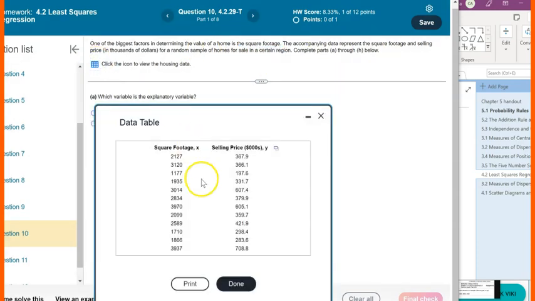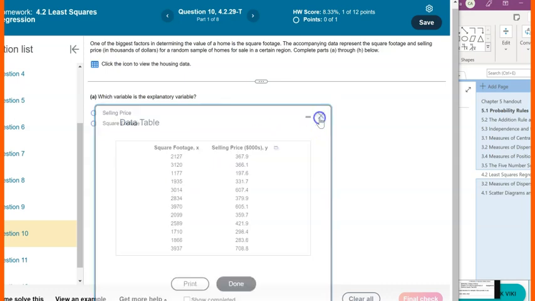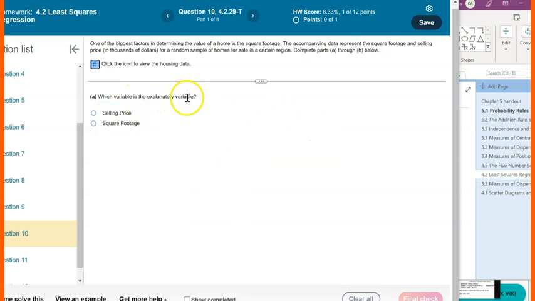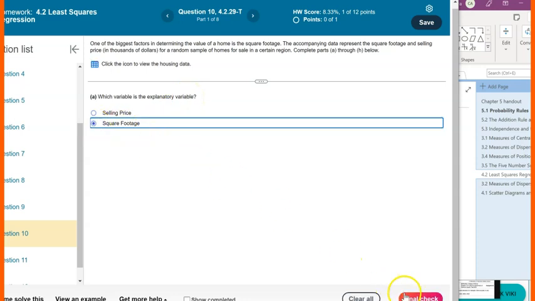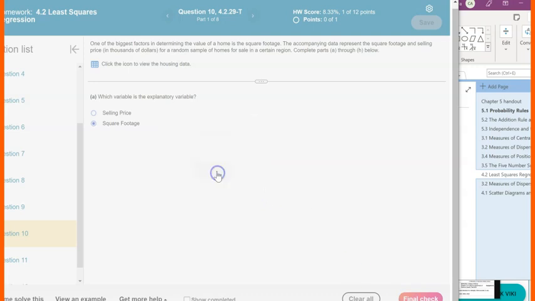If you click here, you can see square footage is the x variable and selling price is the y variable. Therefore x is the explanatory variable and y is the response variable, because selling price depends on x, right? The first question is, which variable is the explanatory variable? Your answer is square footage. That's the first part of the question.